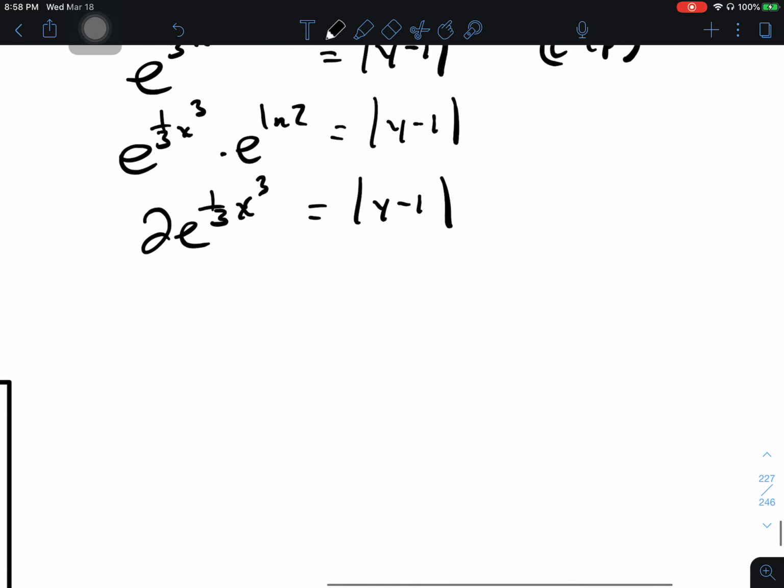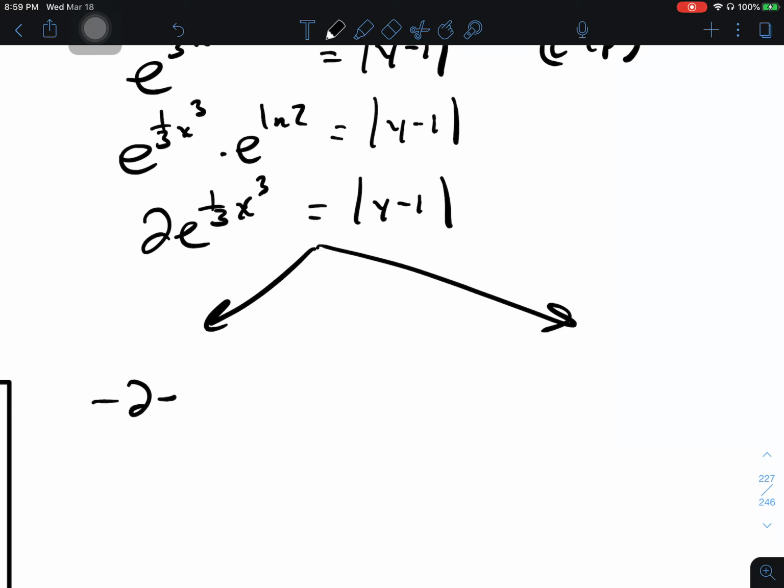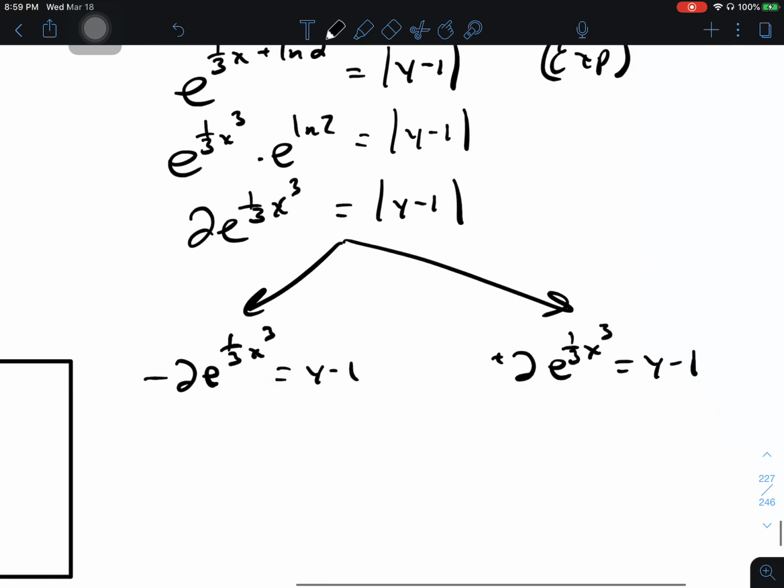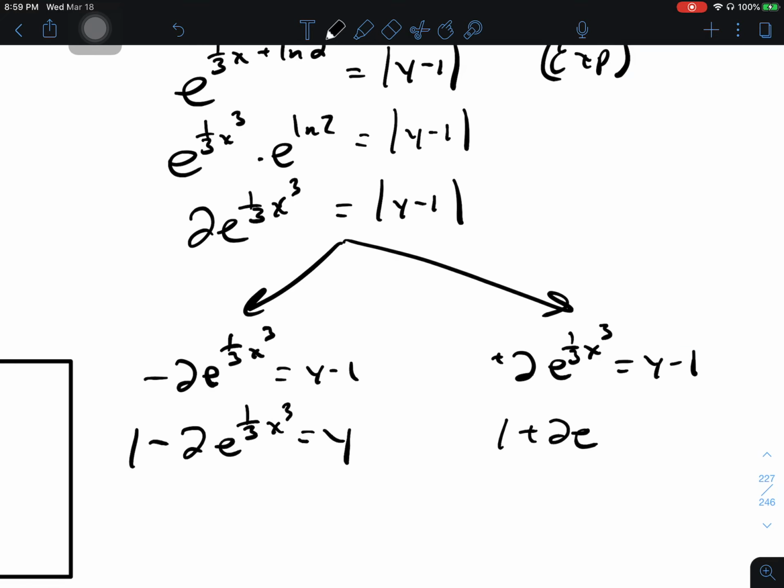So then we got the absolute value by itself. We're going to make two separate equations. We're going to make one where this is negative and one where this is positive. On the left, we get 1 minus 2 e to the 1/3 x cubed. On the right, we get 1 plus 2 e to the 1/3 x cubed.